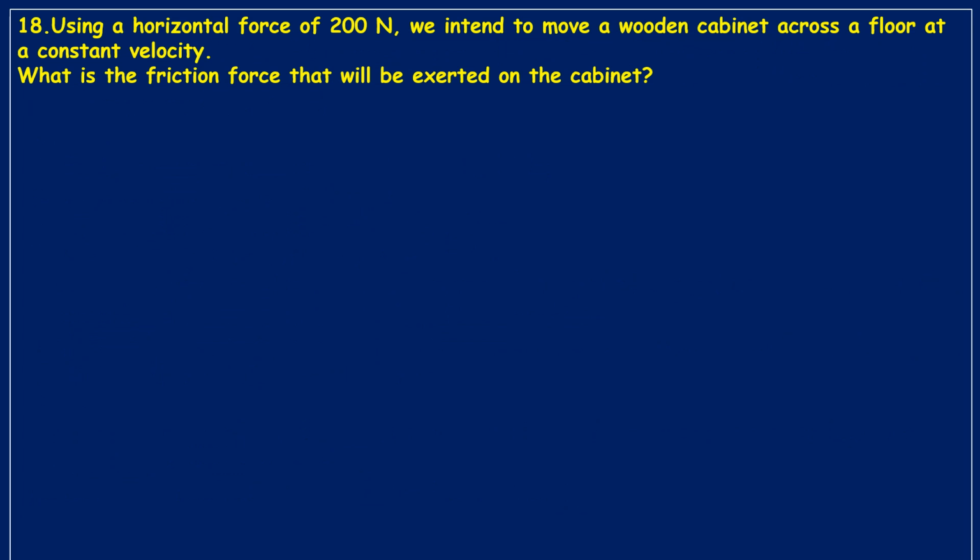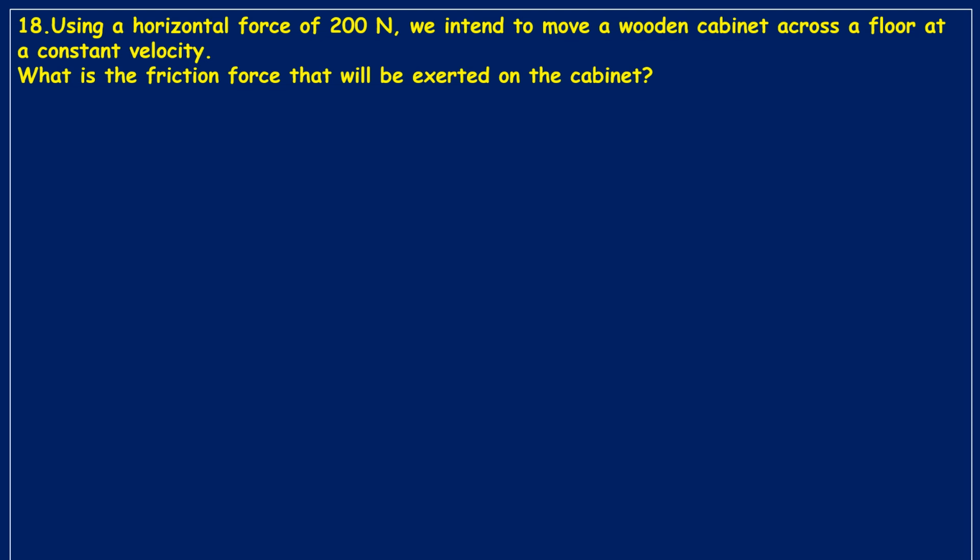Now, using a horizontal force of 200 newtons, we intend to move a wooden cabinet across a floor at a constant velocity. For example, you have a wooden cabinet, and you want to move that cabinet across a floor at a constant velocity, and the force applied on that wooden cabinet is given as 200 newtons.